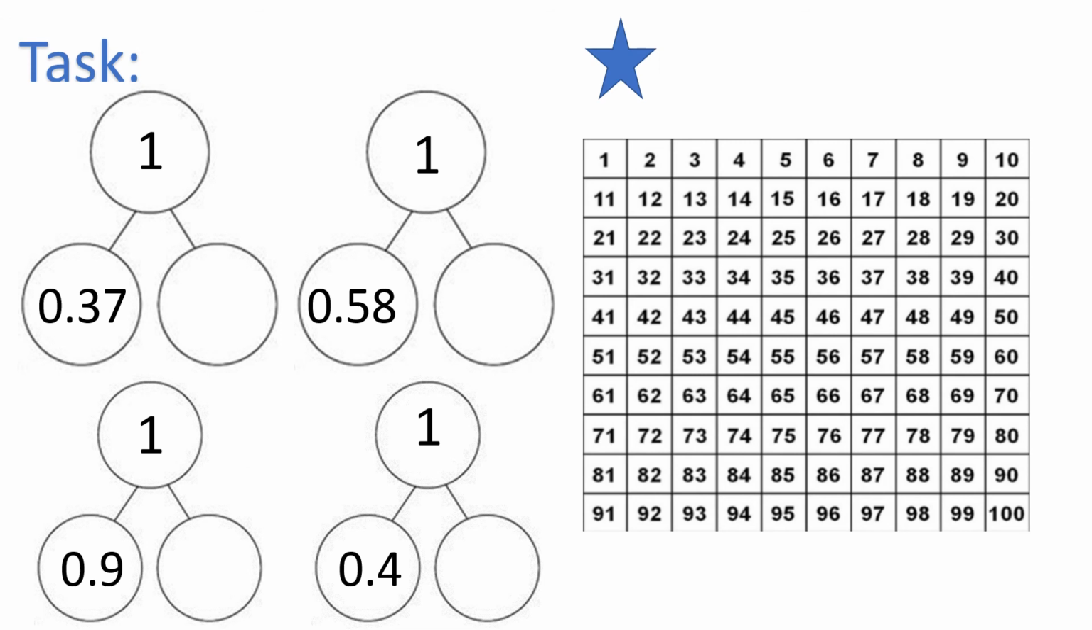So the first task, you have your part-whole models and you need to work out what the part is. And when you've done that, you can write down the number sentence to go with it. I have 100 squares over here to help you out. So depending on how confident you feel, don't forget the number sentences. You can pause this section and you can draw these in your books.